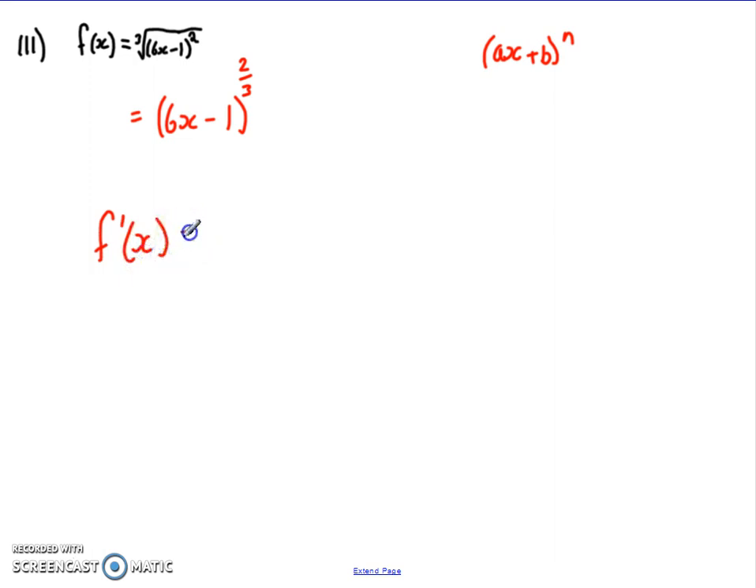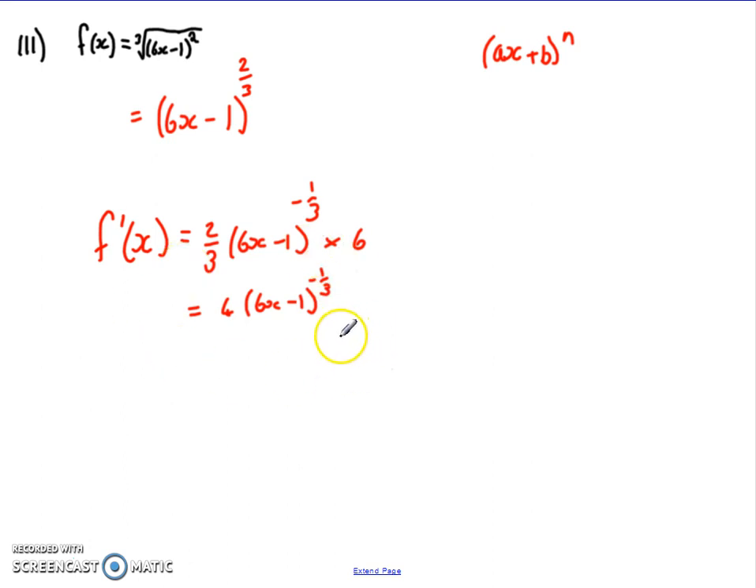So we still start in this case with f dashed of x, and we still start the same way. Power down, reduce by 1, then multiply by our coefficient of x in here. So power down, 2/3, bracket (6x - 1), take away a full 1 off of that, and I get negative 1/3. It's then going to be times by the coefficient in here, which is 6. Start to simplify that down, so 2/3 of 6 gives me 4. So I get 4(6x - 1) to the negative 1/3.